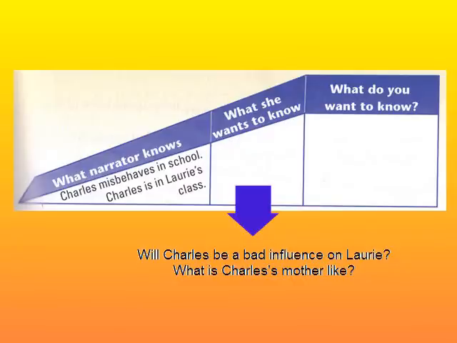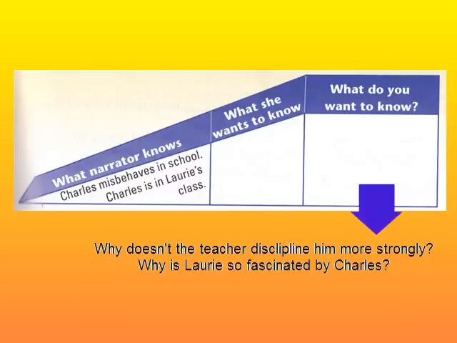Now, you are probably asking yourself a few questions as you read the story, which is what good readers do. You need to remember that school years ago is not like school today. So you might have asked yourself, why doesn't the teacher discipline him more strongly? And why is Laurie so fascinated by Charles?